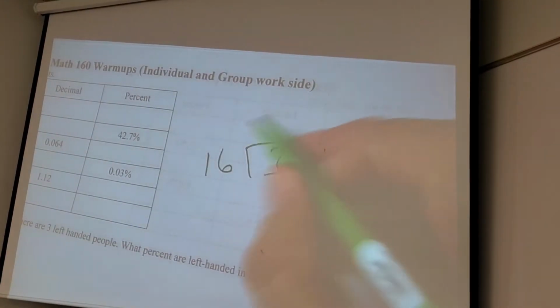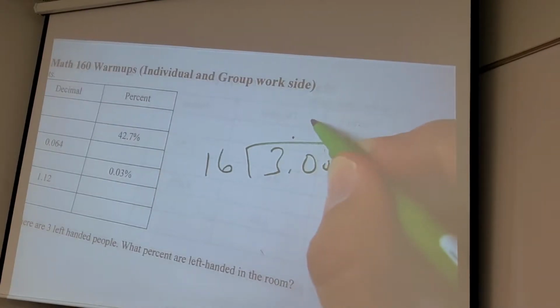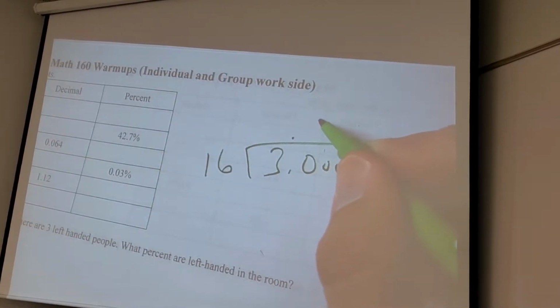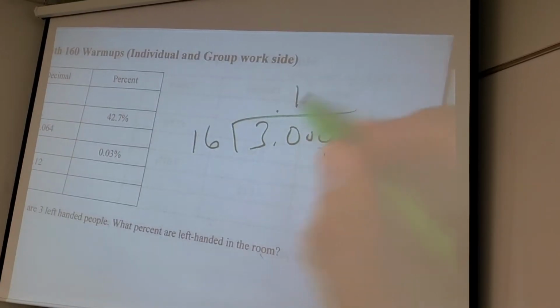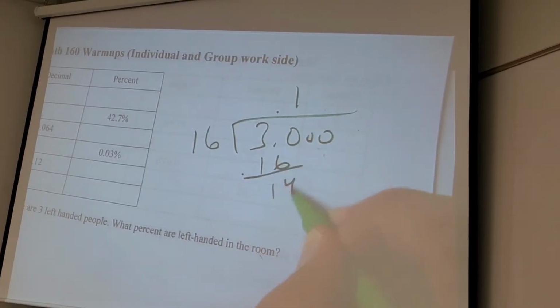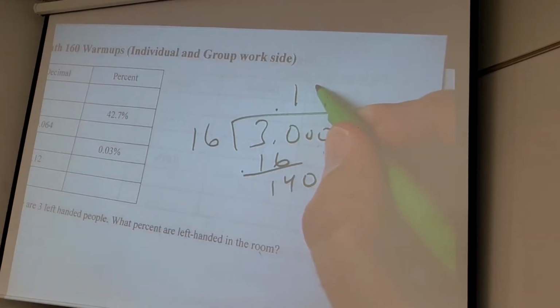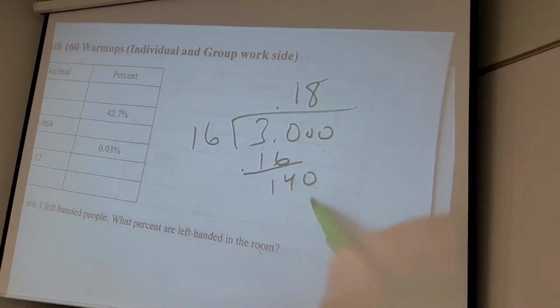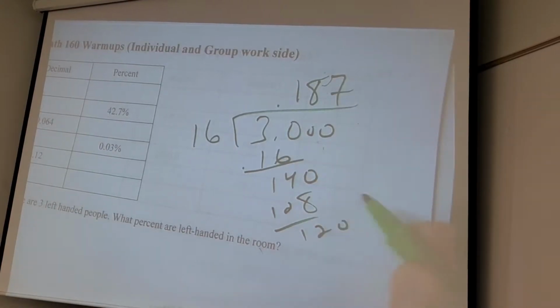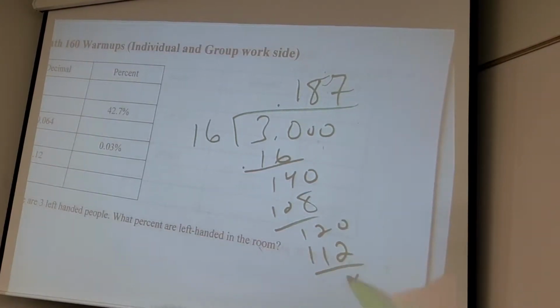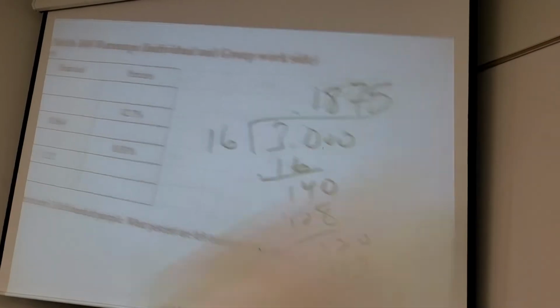Now, if you do this, this is a little bit of an exercise in do you remember how long division works? Because I didn't let you use a calculator. So 1, 8, 7, 5. Okay, thank God. So 1875.